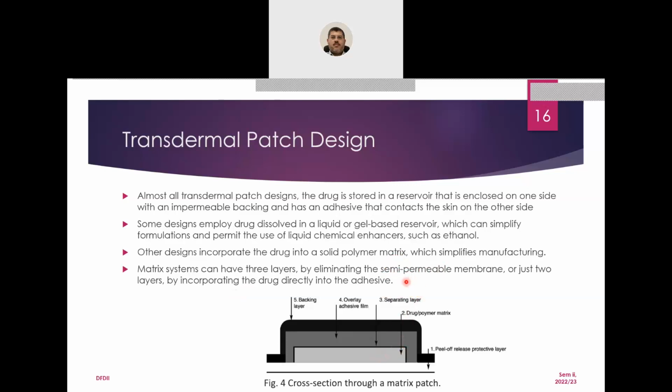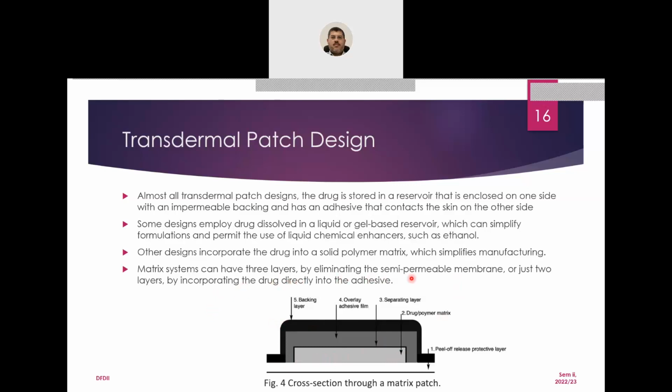So instead of a drug reservoir, you will have our drug with polymer. If you have a drug reservoir, it may contain drug and polymer. Then you don't need to use a semi-permeable membrane. If you have a drug reservoir containing drug only, then the rate control will be through the use of a semi-permeable membrane. Okay, there are many diagrams showing different designs. I will show you another one in the second slide.